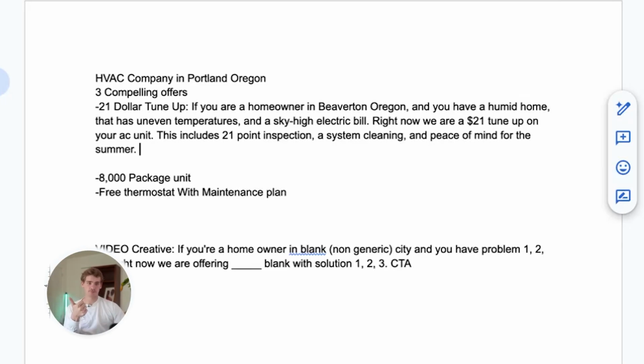So now we've said the solution. Now we're going to hit them with the CTA. If you're interested in a $21 tune-up, click the link below. Boom. Simple, easy. Someone who's scrolling is going to be able to see that and go, oh, I need to get a 21-point inspection. If they have anything in their mind that they're like, maybe there's something wrong with my AC system, they're going to click on this ad and then they're going to respond.